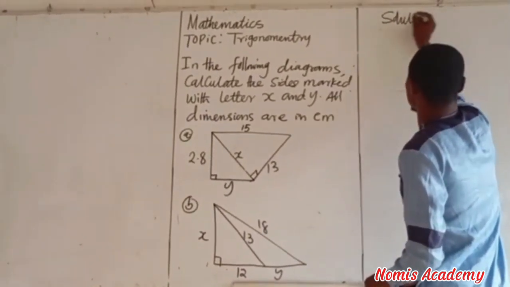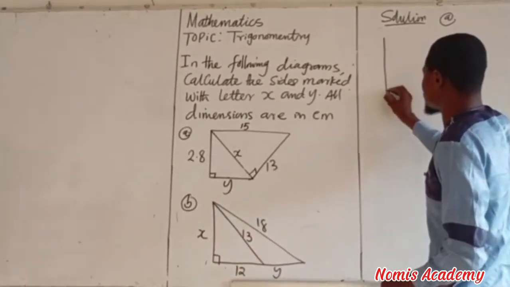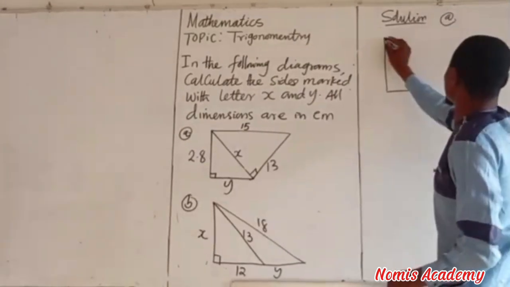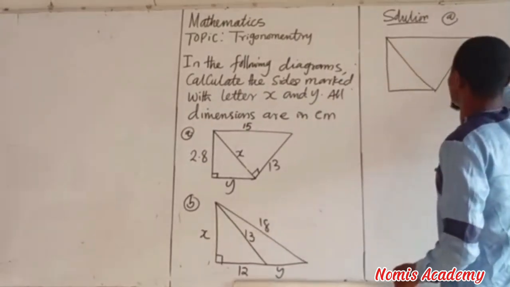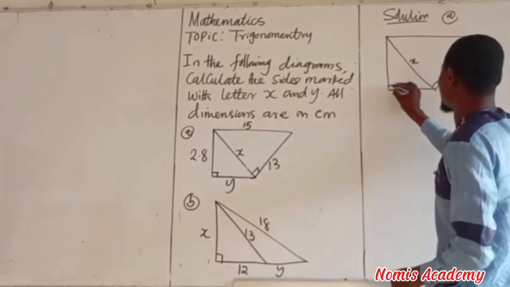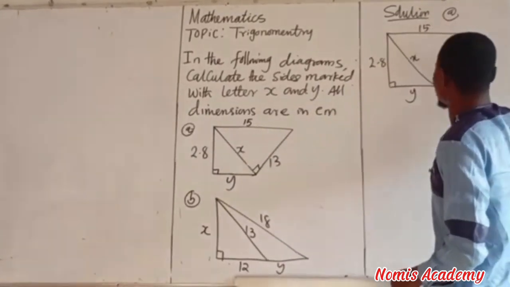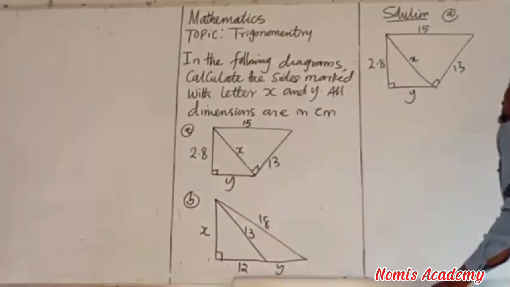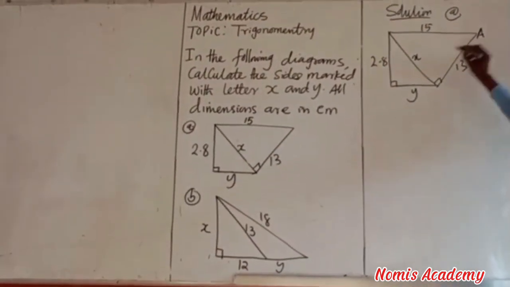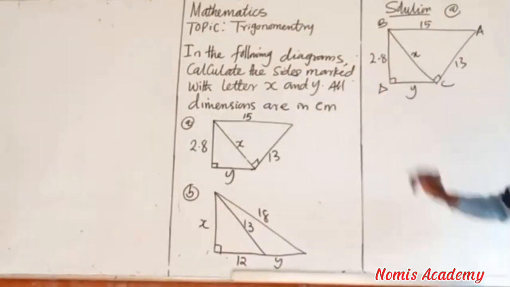Solution. For A, we have something like this. This is a rough sketch. This is what we have. Here we have X, here we have Y, here we have 2.8, then here we have 15, and here we have 13. Like I've said, here we have two values. I'll start my labeling from here: A, B, C, then I'll end it here, D.